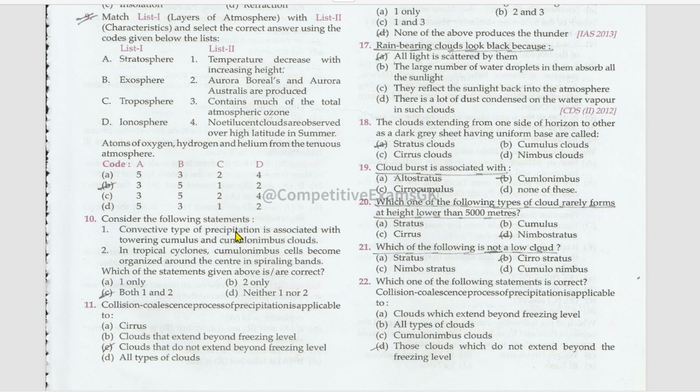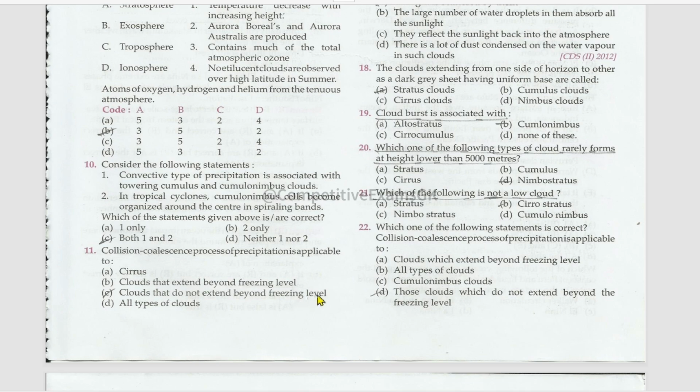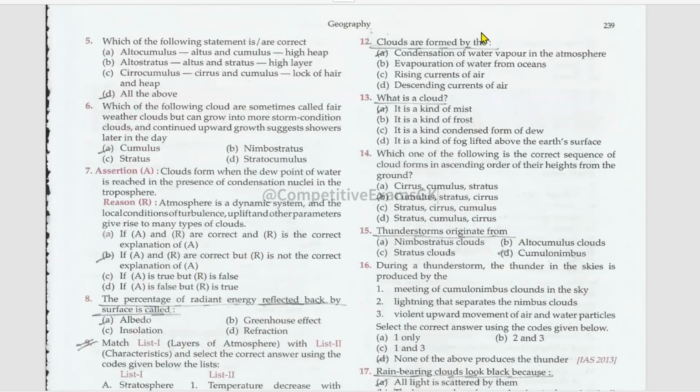Consider the following statements. Convective type of precipitation is associated with towering cumulus and cumulonimbus clouds, right? In tropical cyclones, cumulonimbus cells become organized around the center in spiraling bands. Both the statements are correct. The collision coalescence process of precipitation is applicable to clouds that do not extend beyond the freezing level. Clouds are formed by the condensation of water vapor in the atmosphere. What is a cloud? It is a kind of mist.